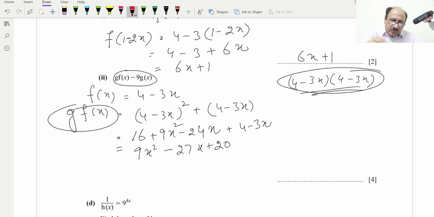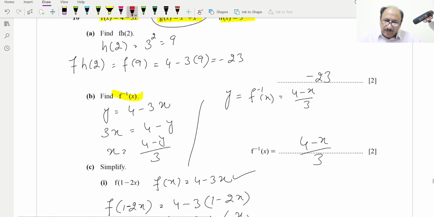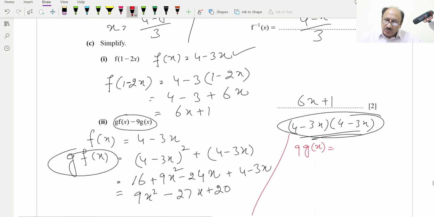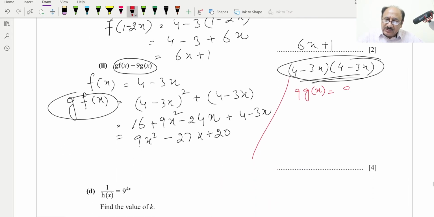Now we can do minus 9g of x. So first we will find 9g of x. G of x is what? G of x is x square plus x. So we can write this as 9 into x square plus x. So this will be equal to 9x square plus 9x.